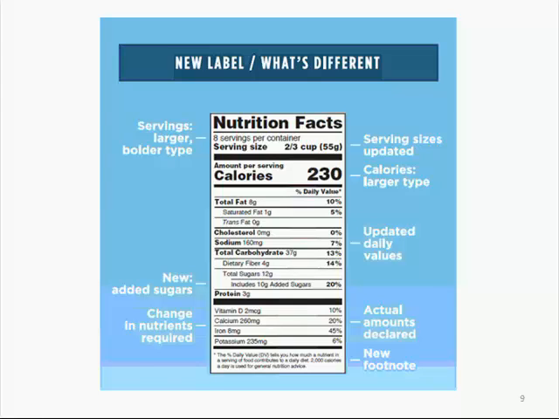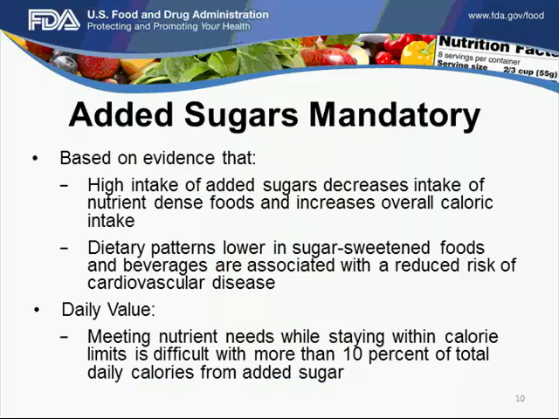I'll now go over some of the major elements in more detail. So I'd like to start with added sugars. Scientific evidence clearly has shown us that added sugars in the diet is of public health significance. High intake of added sugars decreases intake of other nutrient-dense foods and increases the overall intake of calories in the diet, making it difficult for consumers to get their nutrients of need while maintaining calorie balance.